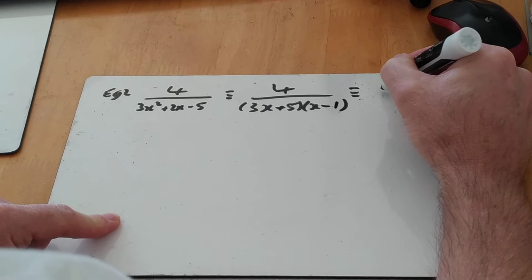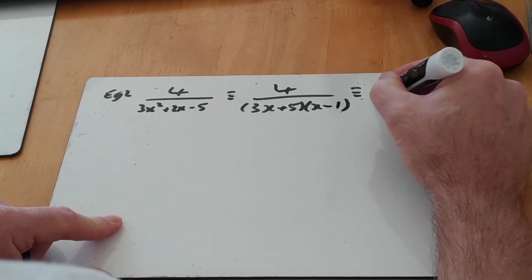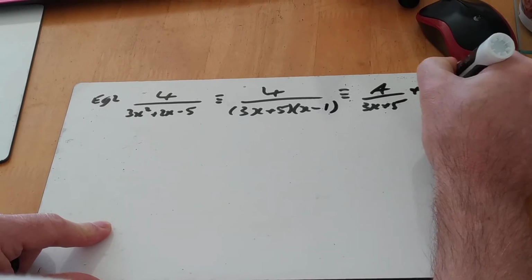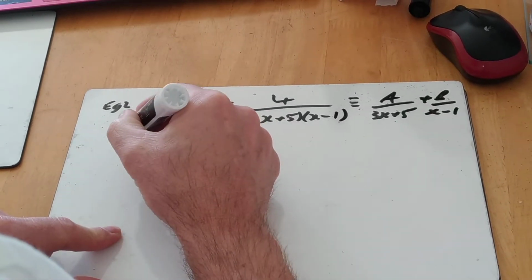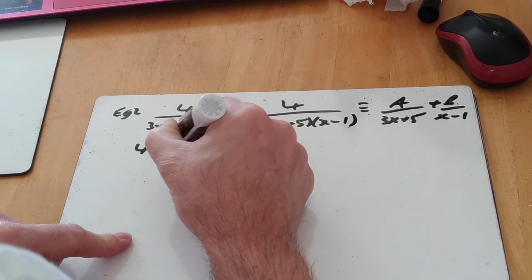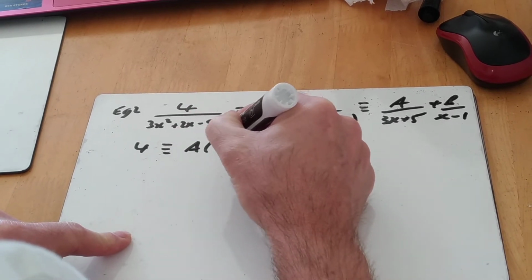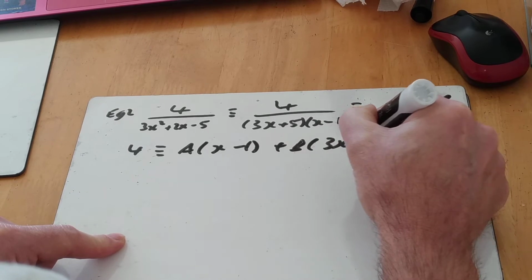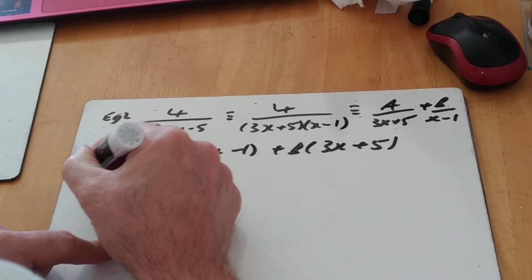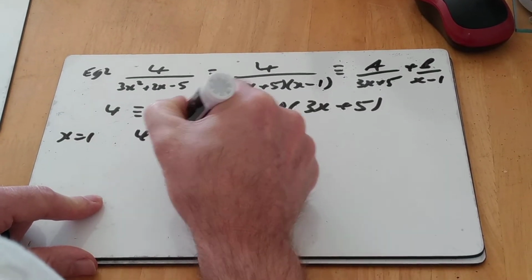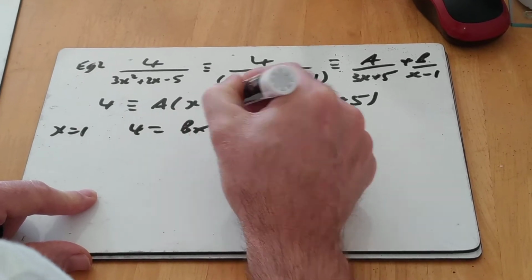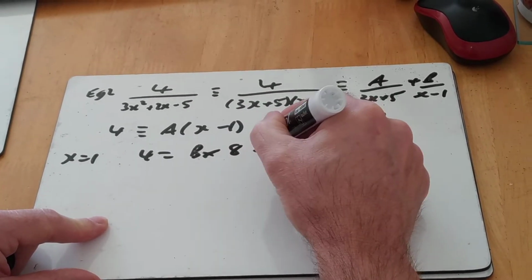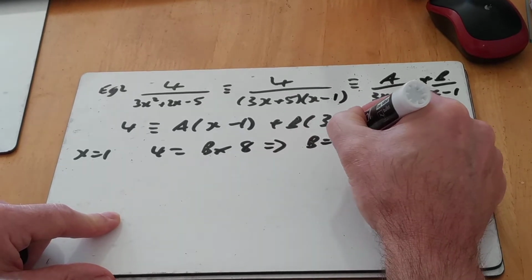And that's going to be A over 3x plus 5 plus B over x minus 1. Get rid of the fractions. 4 is equivalent to A times x minus 1 plus B times 3x plus 5. Awkward looking numbers. x equals 1 is fine. 4 equals B times 3 plus 5, 8, which gives me B, 4 over 8, a half.